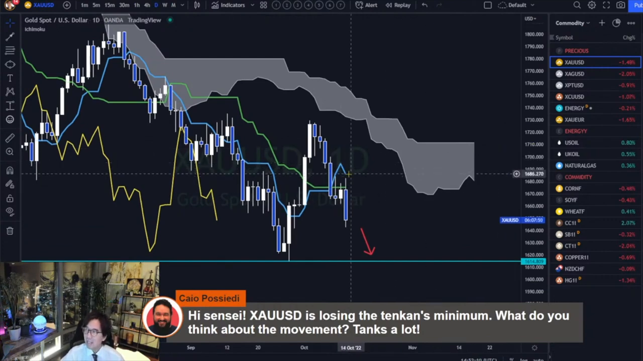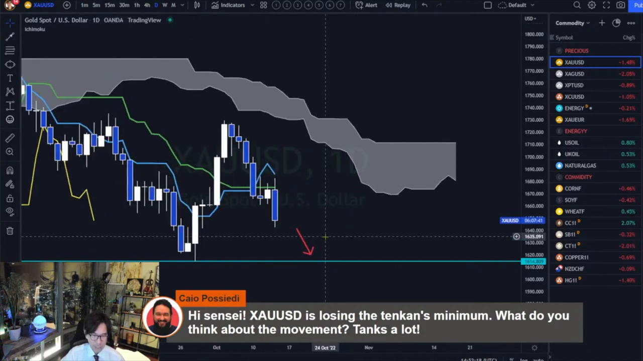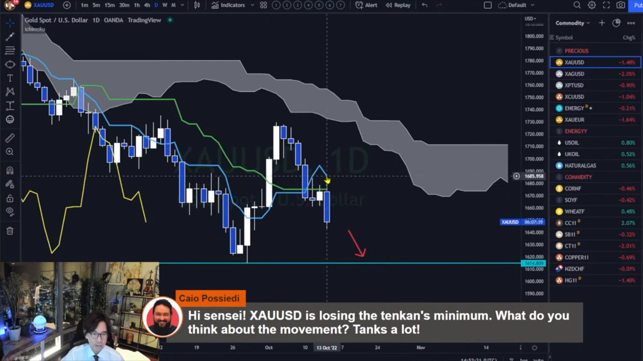Simply, Tenkan sen angle means the direction of the short term market traders. In this case, short term traders are selling and they are winning. So that's what it means simply. But on average, short term sellers are still losing over mid term sellers because Tenkan sen is above the Kijun sen.